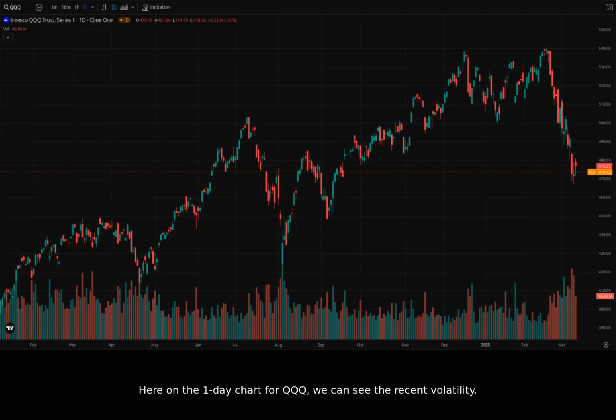Here on the one-day chart for QQQ, we can see the recent volatility. Notice the large swings in price action, especially in late February and early March of 2025. This aligns with the news regarding the tariff uncertainty and the overall market whipsaw. We can also see a recent downtrend, with the price breaking below previous support levels. This suggests a bearish sentiment in the short term.